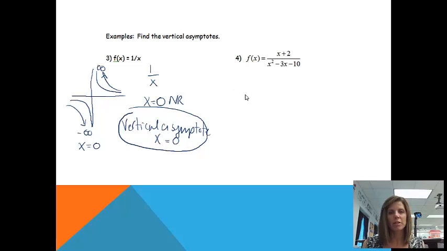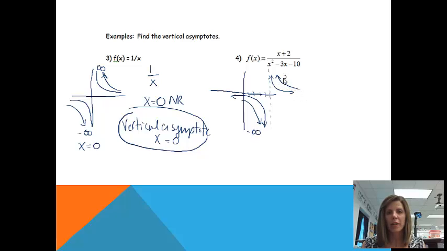We have f of x equals x plus 2 over x squared minus 3x minus 10. Again, I'm going to look at it from both perspectives. If you were to graph this, you would get something that looked like this. You'll notice as I'm approaching 5 from the left, I'm headed towards negative infinity, and as I'm headed towards the right, I'm headed towards positive infinity. As long as one of my limits is positive or negative infinity, then the x value that that occurs at is an asymptote. So x equals 5 is an asymptote.